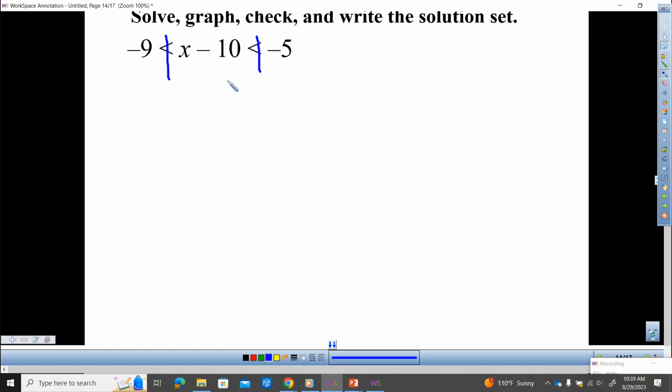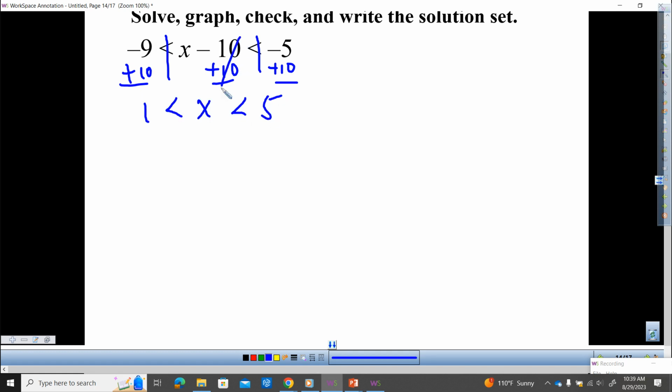All right, here goes the process. Lines down the inequality symbols. There it is. Can we simplify the left? No. The middle? No. The right? No. So therefore, isolate the x. So then we add 10 to all sides. 10 to all sides. So we end up with 1 less than x less than 5. Hands, have you got that? All right. Going to the graph.